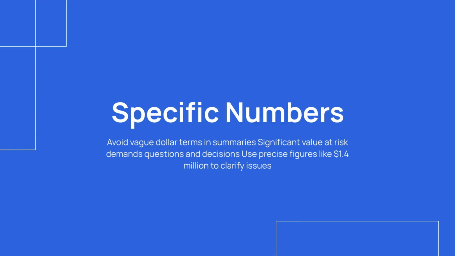3. Using vague dollar language in the board summary. Significant value at risk requires a follow-up question. $1.4 million at risk requires a decision. Always use specific numbers, not vague qualifiers.